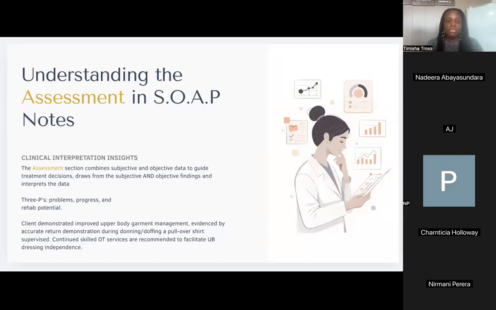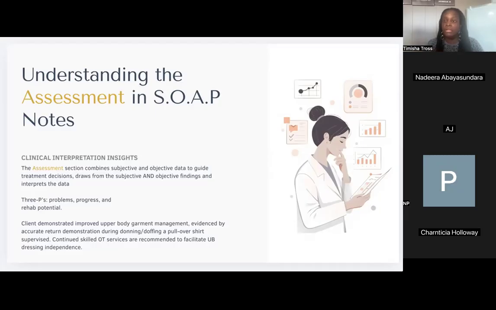Client demonstrated improved upper body garment management, evidenced by accurate return demonstration during donning and doffing a pullover shirt, supervised. Continued skilled OT services are recommended to facilitate upper body dressing independence. Okay, so do you see the difference between objective and assessment? Because I do feel like people tend to get those two a little confused.